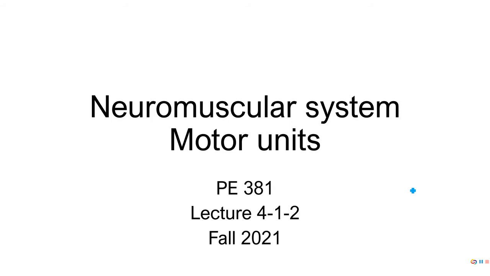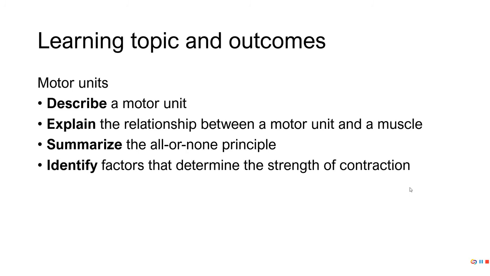So we've talked about a sarcomere. Now we're going to talk about a motor unit. A lot of this should be review, but I just want to make sure that we're all on the same page here. We're going to talk about how a motor unit and a muscle are related, talk a little bit about the all or none principle, and then ultimately what determines the strength of contraction.